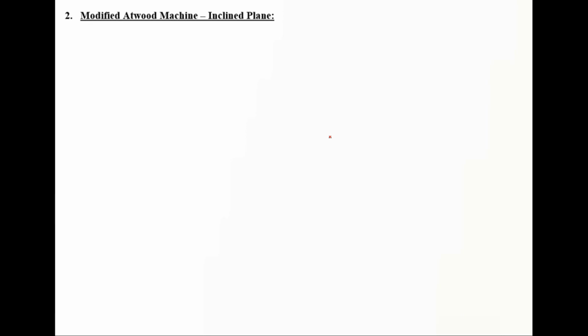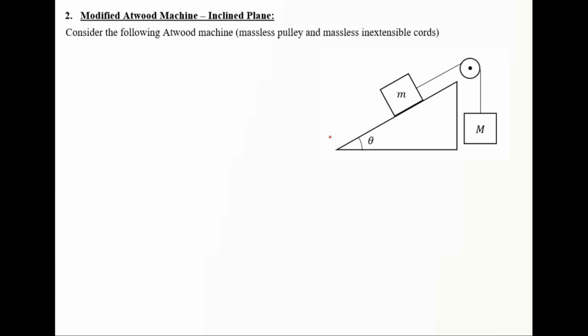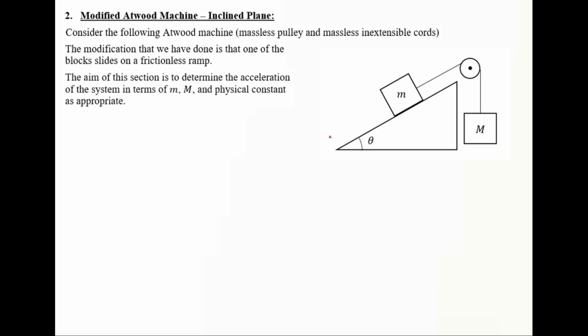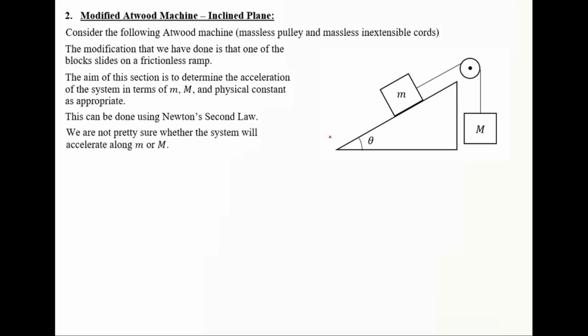Now Section 2: Modified Atwood Machine, Inclined Plane. Consider the following Atwood machine: massless pulley and massless and inextensible cords. The modification that we have done is that one of the blocks slides on a frictionless ramp. The aim of this section is to determine the acceleration of the system in terms of M, m and physical constants as appropriate. This can be done using Newton's second law. We are not sure whether the system will accelerate along m or M.